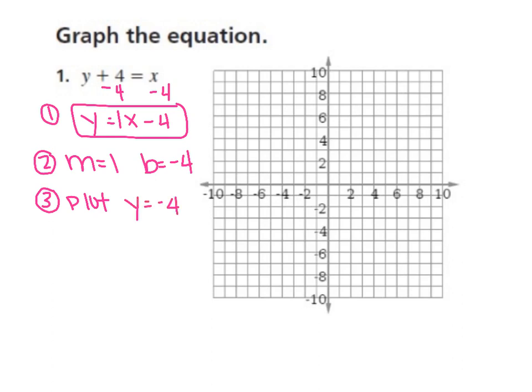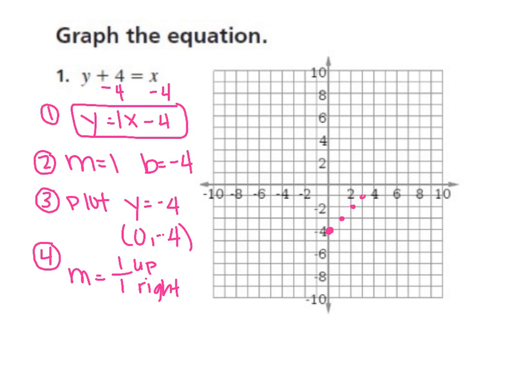My y-intercept at negative 4. Technically, y equals negative 4 is a line, so really I'm plotting the point (0, negative 4), but I'm plotting negative 4 on the y-axis. And last step, use my slope, which in this case is 1 over 1. Anytime it's a whole number, I can put it over 1. That tells me I go up 1 and to the right 1 to plot more points on that graph.